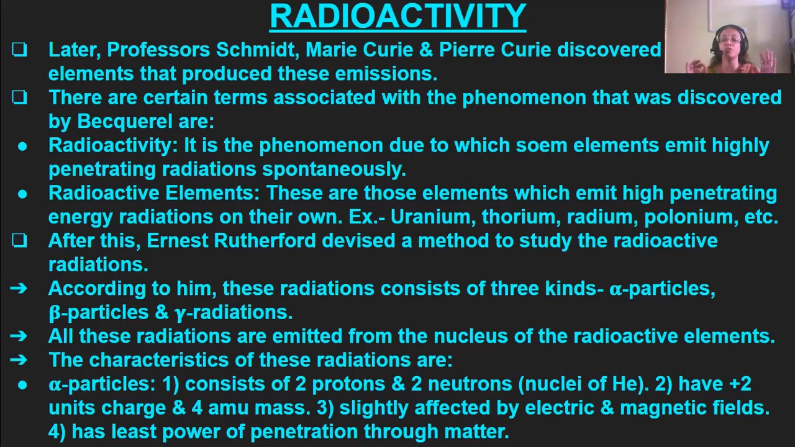The characteristics of these radiations are as follows. First, alpha particles consist of 2 protons and 2 neutrons. For example, the nuclei of helium, which has 2 protons and 2 neutrons. They have +2 units charge and 4 AMU, atomic mass unit, mass. So alpha particles are the nucleus of helium, which is coming out.